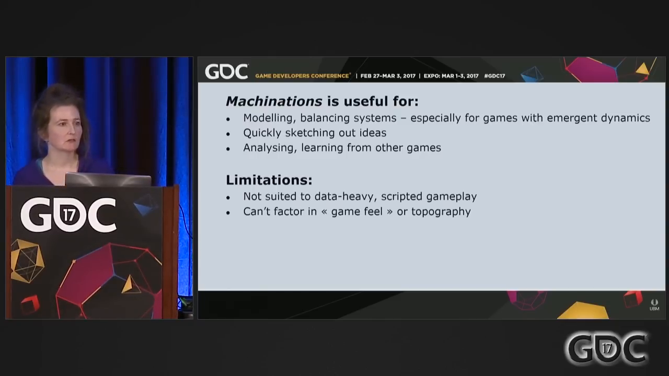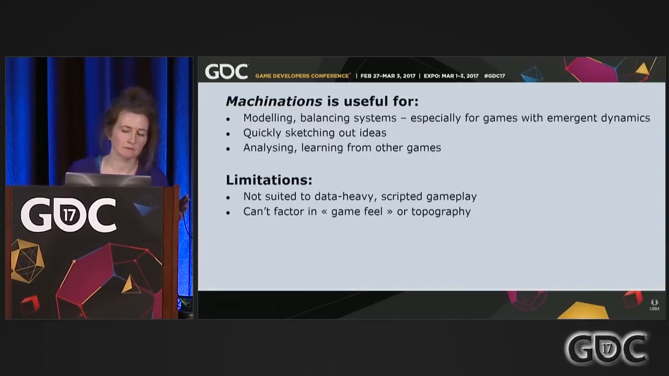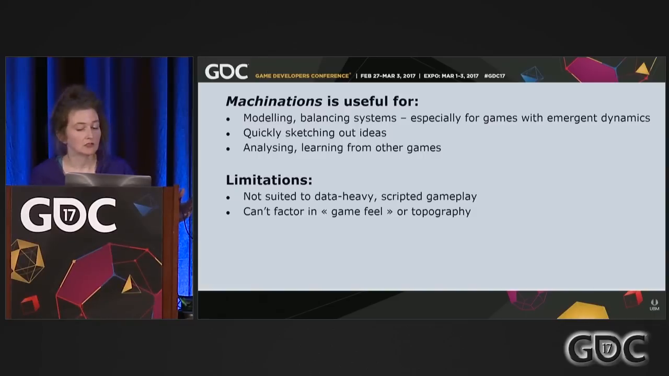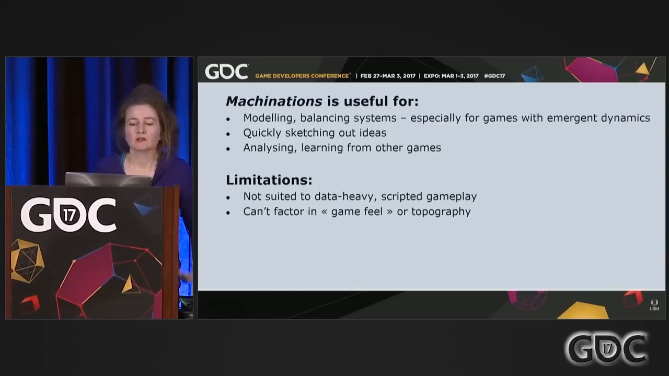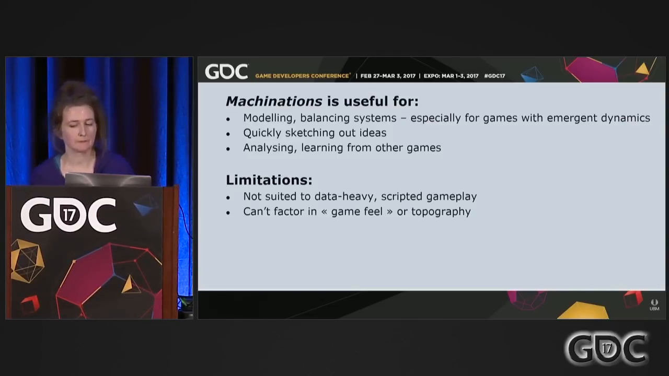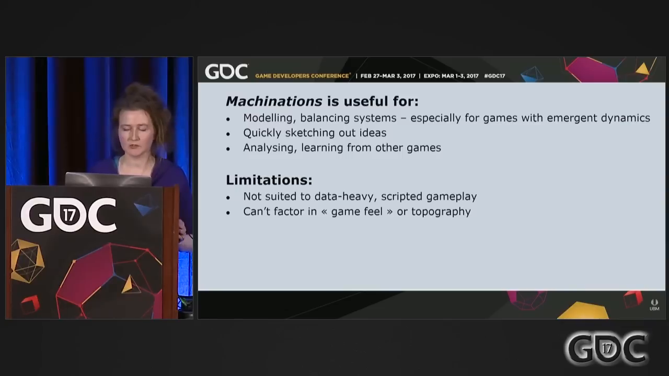As for limitations, well, Machinations isn't going to be useful for every kind of game. It's not really suited to games with data-heavy, non-repeating scripted gameplay. And even though Machinations does allow you to simulate the game system in real time and even interact with it, don't expect to get an accurate reading of something like game feel. If you're looking to gain insight into the player interaction aspect of your design, you're best off just making a playable prototype. And the same goes for heavily topographical gameplay. It's hard to use resource flows to model gameplay that is based on exploration or tactical use of space.